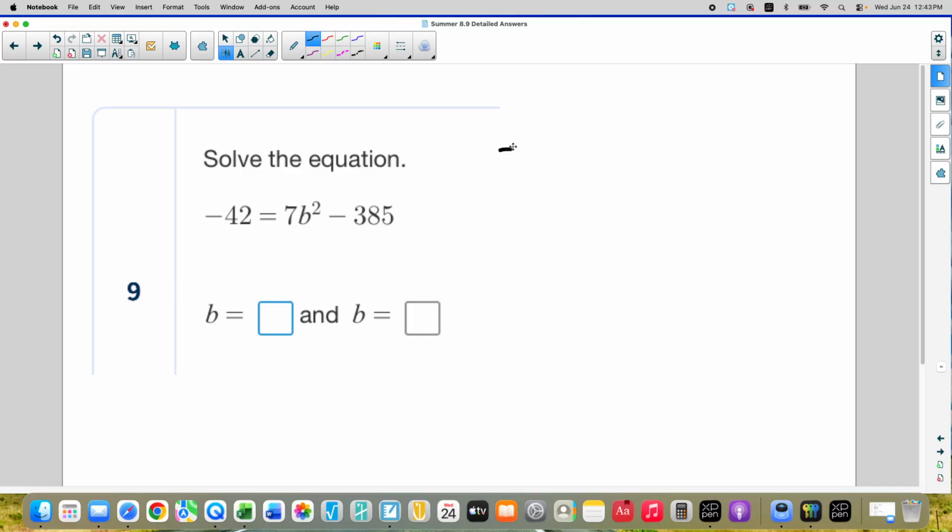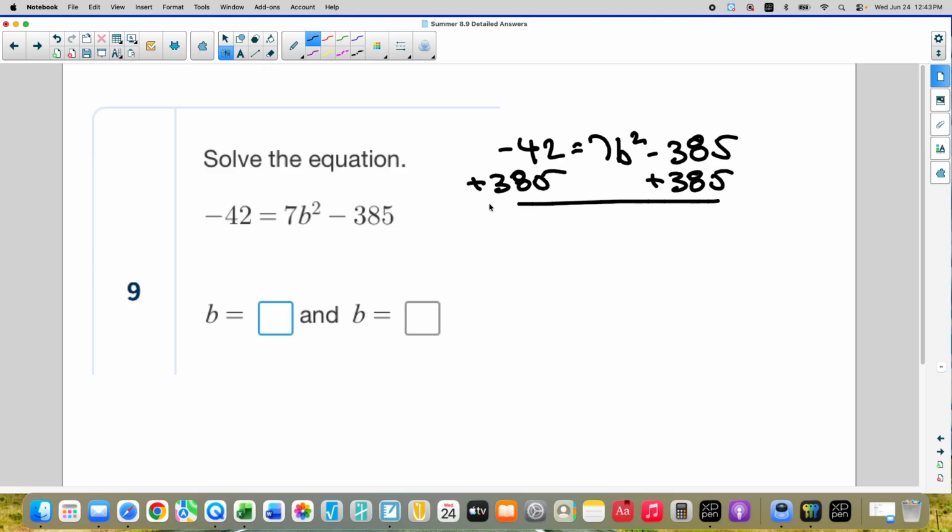We'll do it again. We'll continue with square roots, isolating the variable. So we'll get rid of addition and subtraction first by adding 385. That's a negative. So we got 385 and 42. That gives us 343 positive, because we have more positives, equals 7b squared. Let's divide by 7.